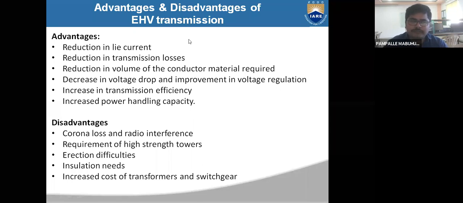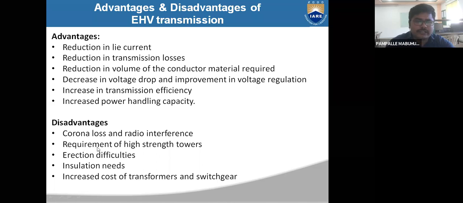So then if you observe the disadvantages of this extra high voltage transmission system, the main disadvantages are corona loss and radio interference, right? So when you go on increasing the voltage levels, the corona will form, right? This corona will have some disadvantages on nearby communication lines, right? So there will be radio interference from this corona. The details about this corona we will discuss in the fourth module, right?